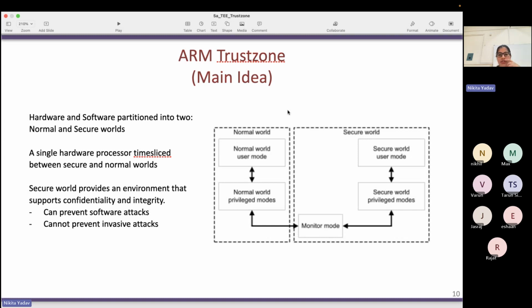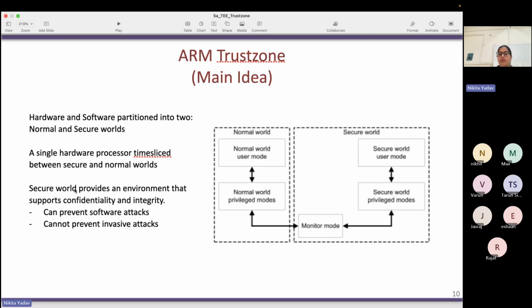So your software is partitioned into these two worlds, normal world and secure world. And your hardware is also partitioned, and we'll see in the next few slides how. Your hardware processor is time sliced, and at a time it can run only in either the normal world or the secure world.